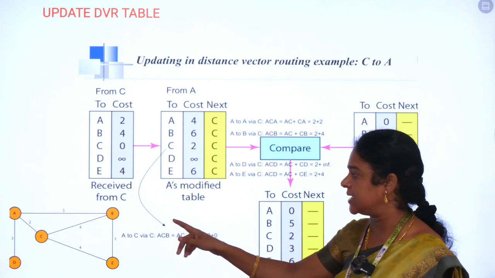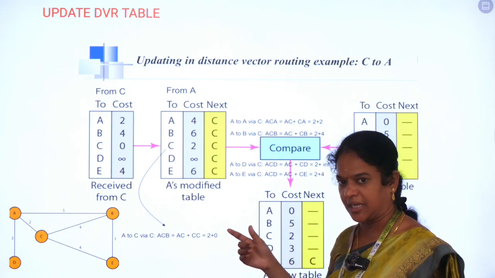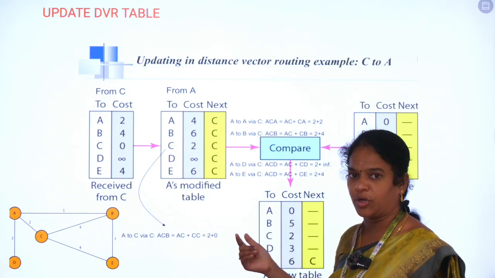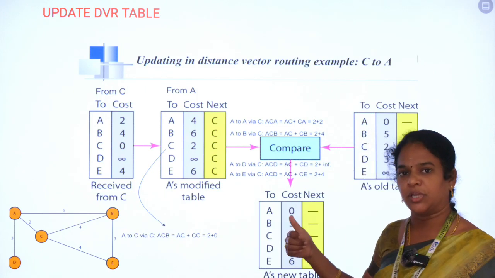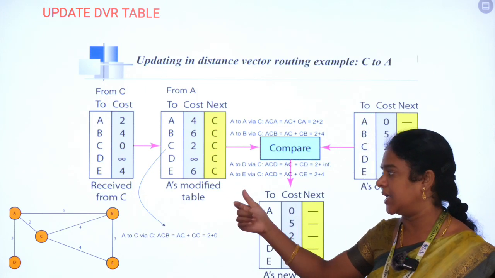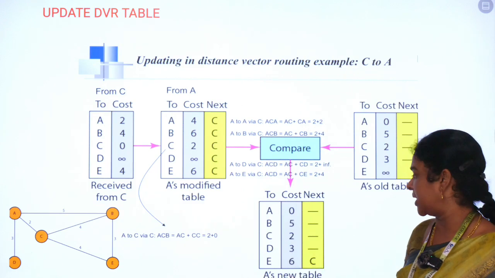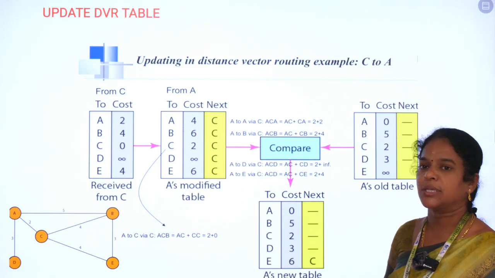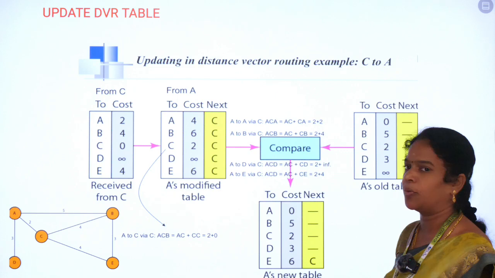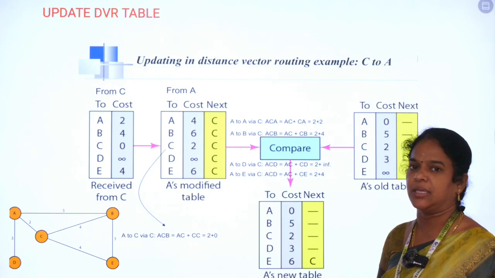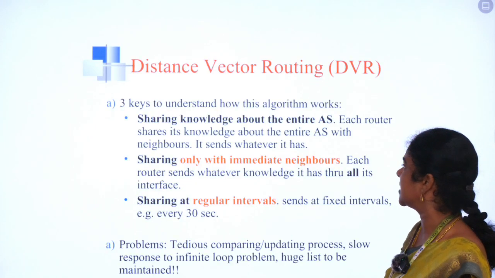Okay, so in this A it has B, C, D as neighboring nodes, but E we cannot reach directly. But A can reach E through C, that is A to C and C to E, that is 2 plus 4 is 6. Okay, this is the new table for A. So for each and every table you find B, C, D, E and the new table. Okay, so this is the example.